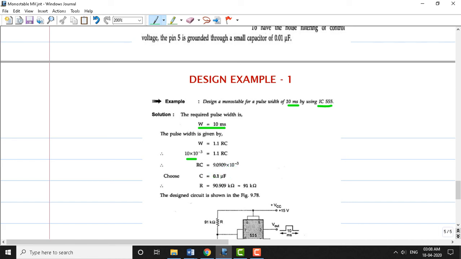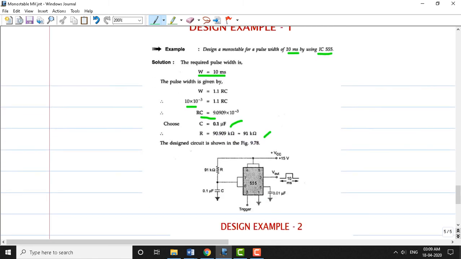Let's assume the capacitor value as 0.1 microfarad. So using this capacitor value in this RC equation, we can obtain the resistance value. The resistance value is found to be 90.909 kilo ohm. This can be approximated to 91 kilo ohm here.